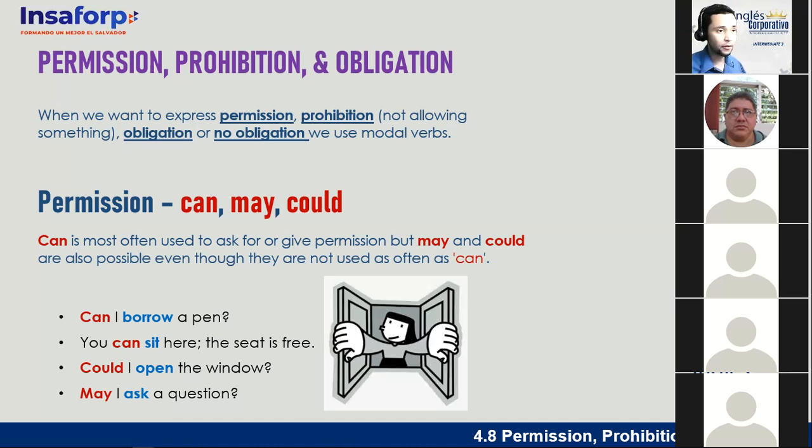The next one is, could I open the window? I am asking for permission. Estoy pidiendo permiso para abrir la ventana. Okay. Could I open the window? And the last one, may I ask a question? ¿Puedo hacer una pregunta? May I ask a question? If you notice, in the four examples, they use can, could, and may to ask for permission.